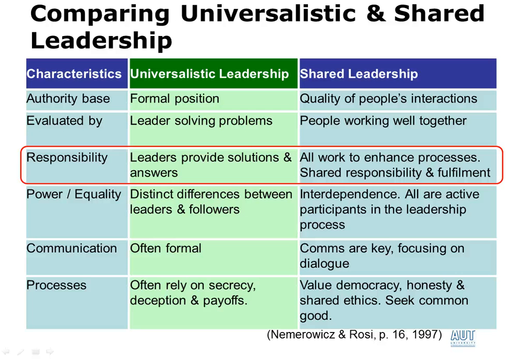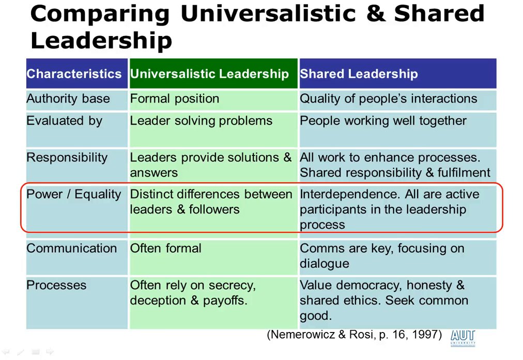The responsibility in universalistic leadership is for the leader. The leader has to provide the solutions and the answers. In shared leadership, everybody works together, and it tends to be focused more on process, on shared responsibility and shared fulfillment. For power and equality, in universalistic leadership there are very distinct differences between leaders and followers. In a shared leadership model, there's total interdependence. If you remember Stephen Covey's model, everybody is active as participants in the whole leadership process.